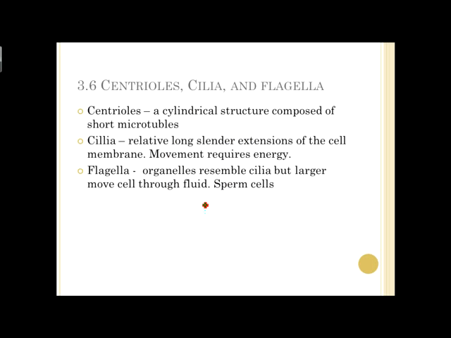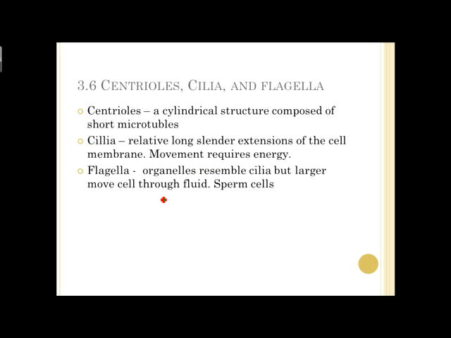Centrioles, cilia, and flagella. Centriole is a cylindrical structure composed of short microtubules. Cilia, relatively long, slender extensions of the cell membranes. Movement requires energy. If small intestines or something that are ciliated, the lungs ciliated for surface area. Small intestine, same reason, surface area. They also have a wave-like fashion from the muscular structures underneath them that will allow us to move food and substances into the lower intestine. Flagella.